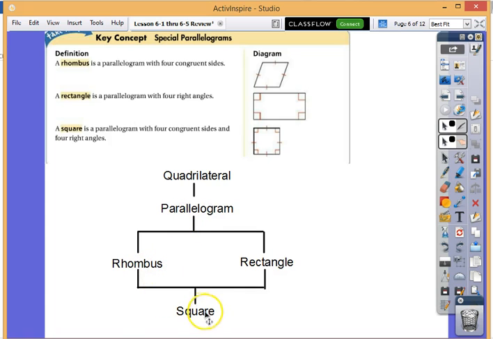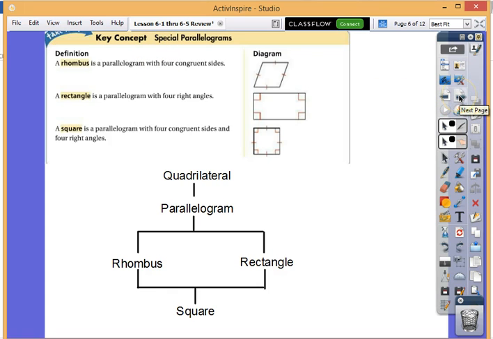So if I'm a square, I'm a subset of rhombus, so anything that's true about a rhombus is also true about a square. Anything that's true about a rectangle is true about a square. So in a parallelogram, I know that opposite sides are parallel and opposite sides are congruent. That's true for a rectangle and a square and a rhombus as well. That's why it's important to know the subsets, because that means this figure has all of those properties as well.